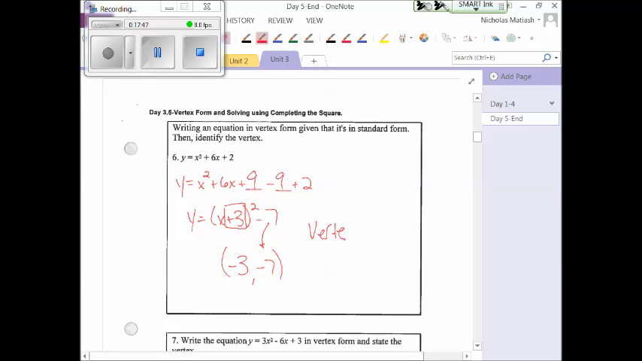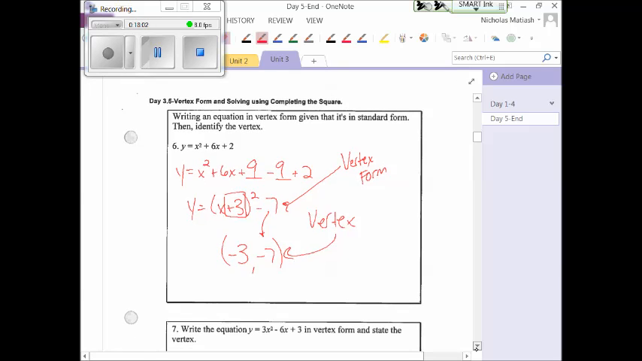That right there is your vertex. So that's why this is called vertex form, because you can pull your vertex right out of it. It's just a matter of completing the square to get there.